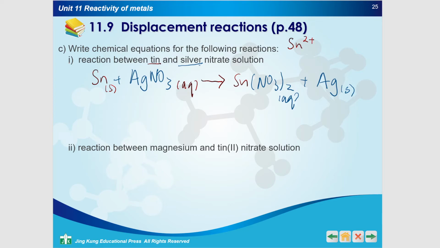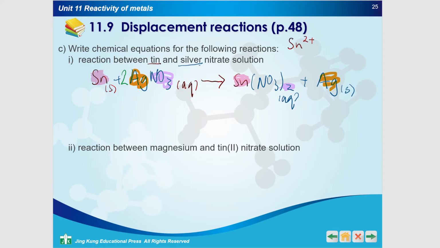Okay, on the left hand side, you can see there's one tin here, and on the right hand side also one tin. You also have one Ag on each side. By NO3, you can see that on the right hand side you have 2 of them, but on the left you just have 1. So you need to balance this on the left hand side by adding 2 to the front. But now there's a problem.